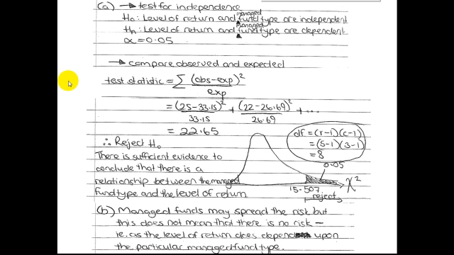So our decision, written firstly in terms of the null, is just to reject the null. We can then put it in terms of the alternative. So if we're rejecting the null, we're saying there is sufficient evidence to conclude that there is a relationship between the managed fund type and level of return.